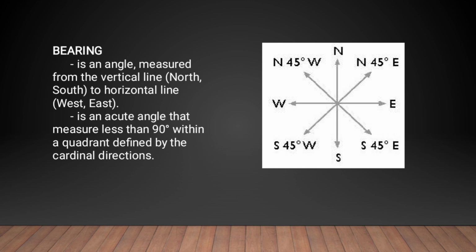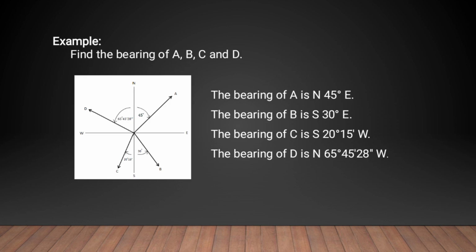north to west, south to west, and south to east. So bearing is never greater than 90 degrees and its references are from north or south and the angle to the east and west. The bearing of a line is the acute angle in degrees measured clockwise from the north-south line. So for example, find the bearing of A, B, C, and D.